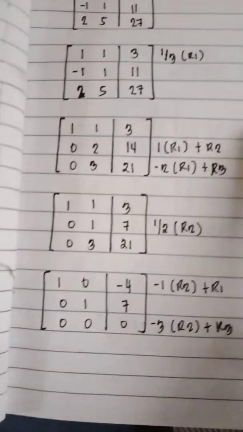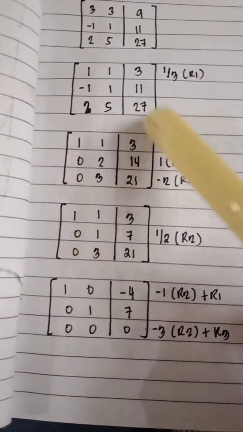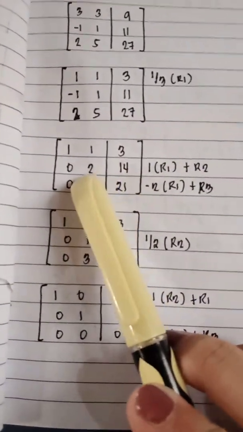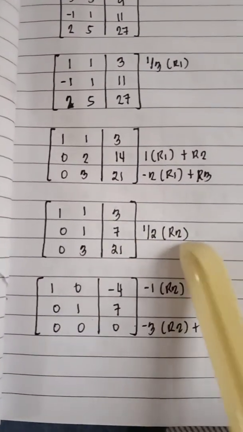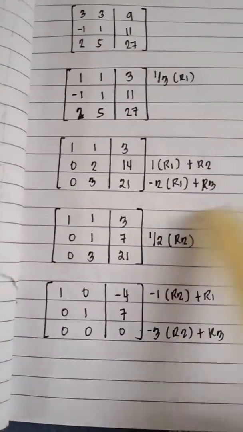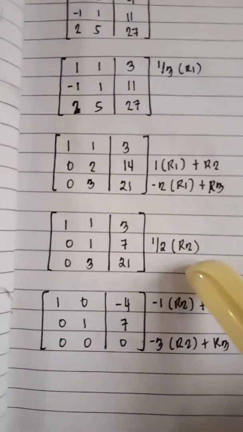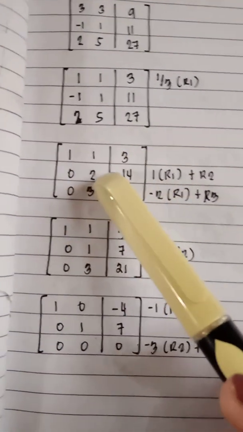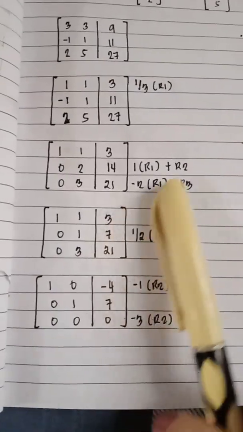So now, we will proceed to column 2. In column 2, we will make this 2 into 1. In order to make this 2 into 1, we will use the formula 1/2 times R2. We will just copy row 1 and row 3. So let's proceed. 1/2 times 0 is equal to 0. 1/2 times 2 is equal to 1. 1/2 times 14 is equal to 7.